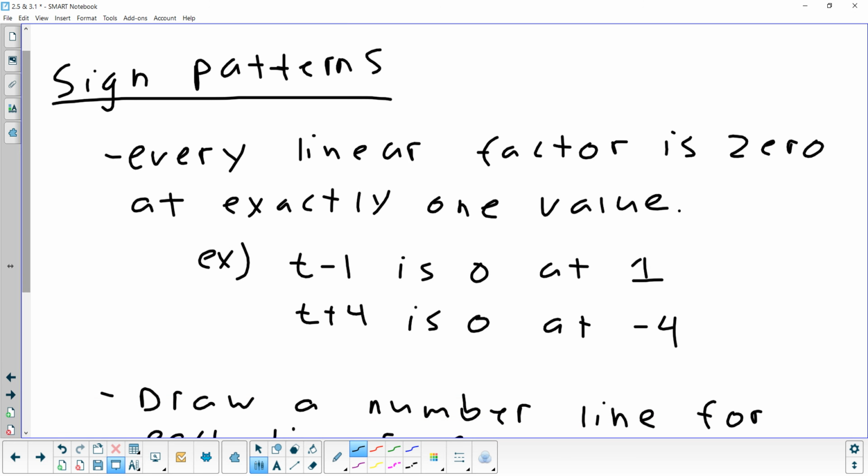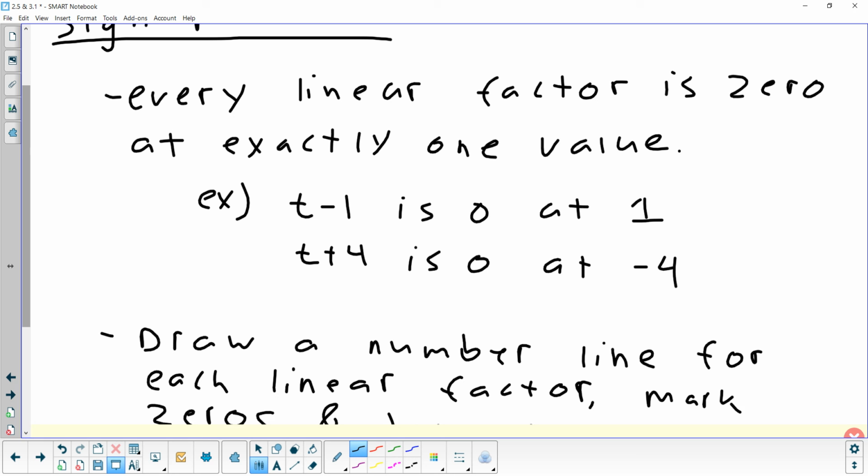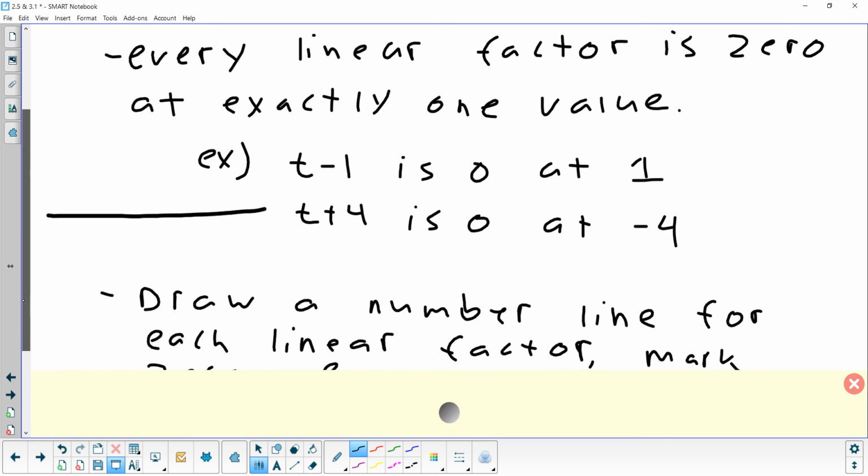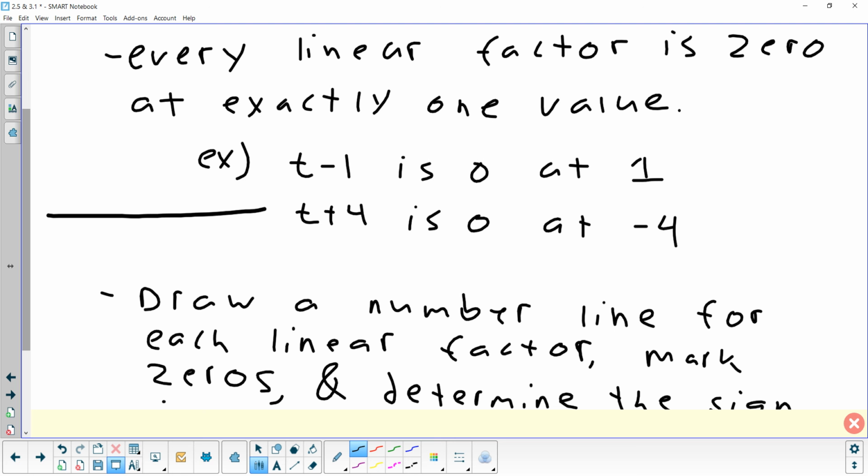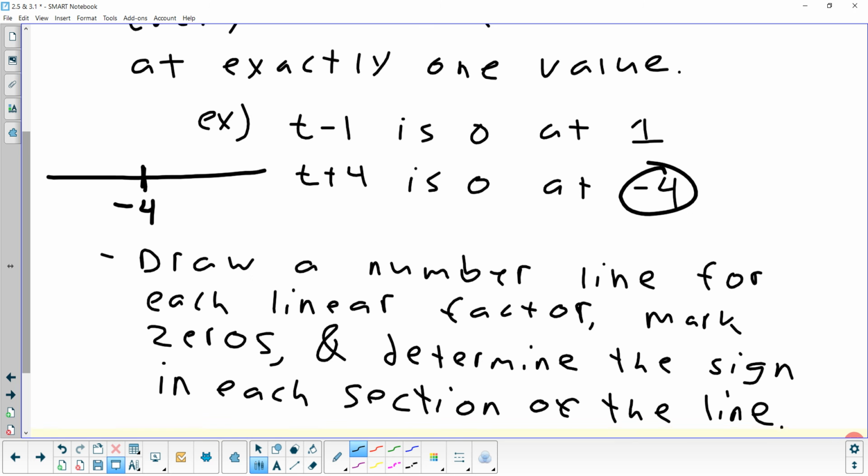So the idea is we're going to draw a number line for each linear factor. I'll do the bottom one. It would look something like this. Here's my number line. You're going to mark the 0. In this case, it's at -4. Now, I have two sections on my number line. I have a section to the left of -4. I have a section to the right.